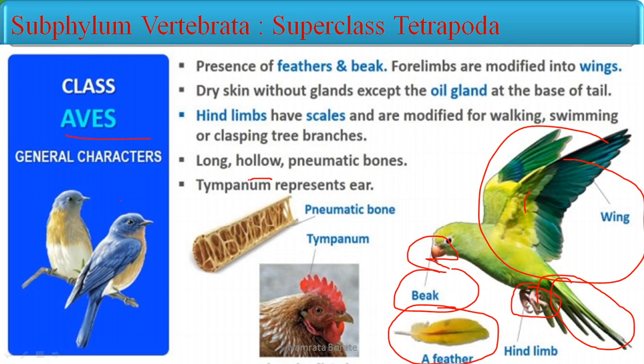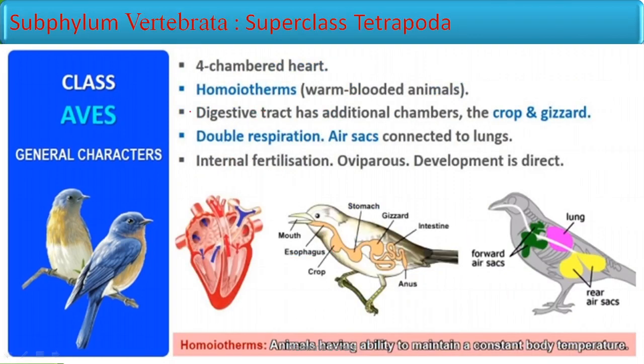There is a presence of long, hollow pneumatic bones. The tympanum represents the ear. Next characteristic, about the heart: the heart is a four-chambered heart, that's two auricles and two ventricles. They are homeotherms, means they are warm-blooded, and they maintain a relatively constant temperature. The digestive tract has two additional parts. First part is the gizzard and the second one is the crop. This is also a significant characteristic feature of the class.